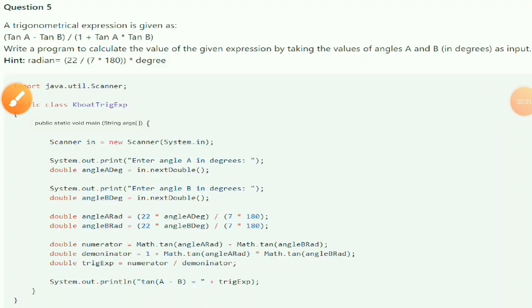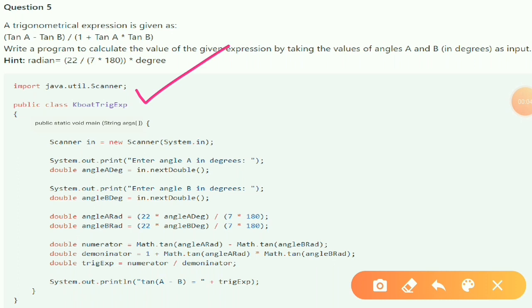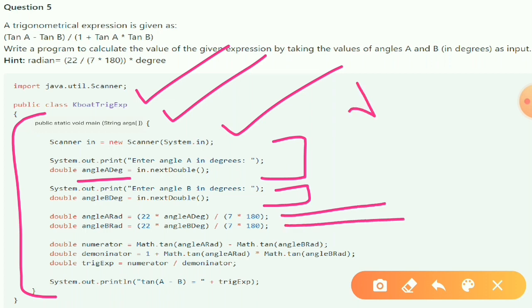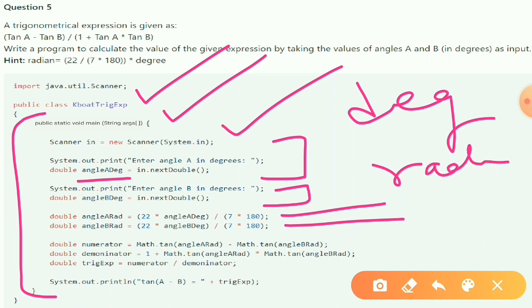Now over here students, you have made a class, you have opened your main function, public static void main, and within this main function you are going to write your program. Now, Scanner class for taking your input. Yes, over here you have taken one angle, that is angle A in degrees, and over here your second angle. In these two lines you are converting your degrees into appropriate radians. Now you have applied the formula, that is 22 into angle A degree divided by 7 into 180. That is exactly the same formula, and you are going to apply the formula for the second angle also.